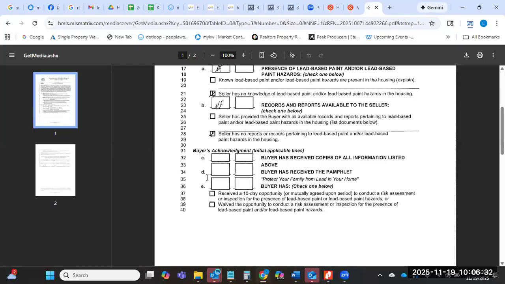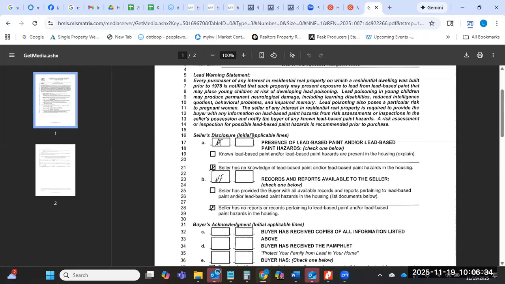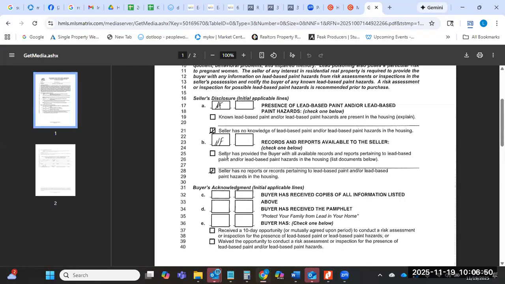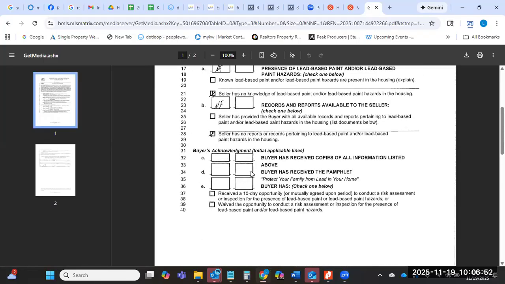We're going to want your buyer to initial, because, real briefly here, this seller is saying that they've done everything, they've filled this out to the best of their knowledge, that they have no knowledge of lead-based paint on the property. They have no reports or records pertaining to lead-based paint. On this form, then, the buyer's not receiving any reports or test results from the seller, so they will not initial line 32. But your buyer will initial line 34 that they've received the pamphlet.